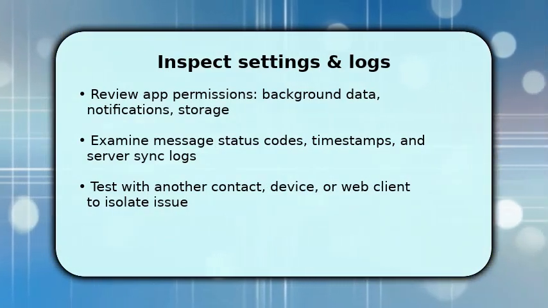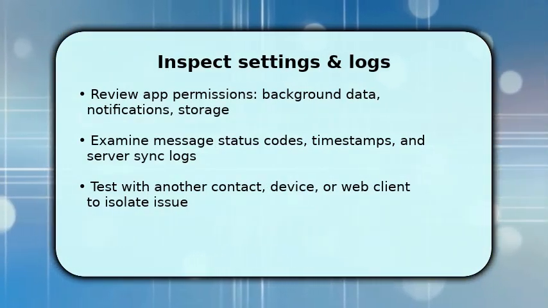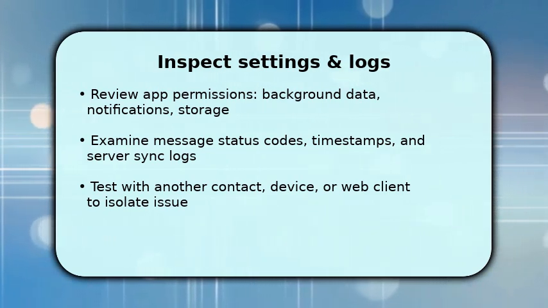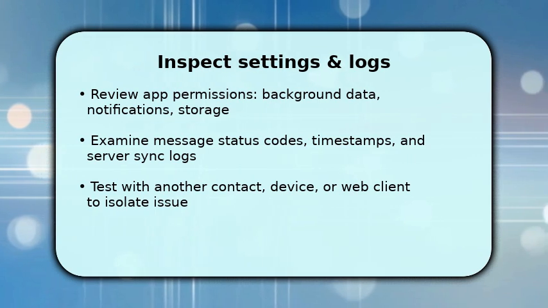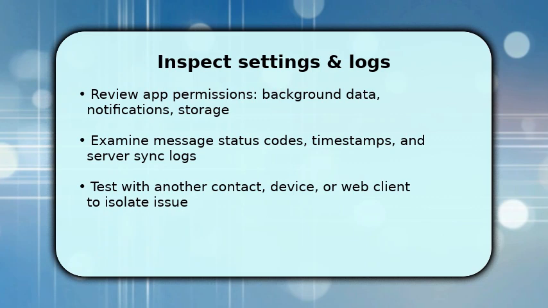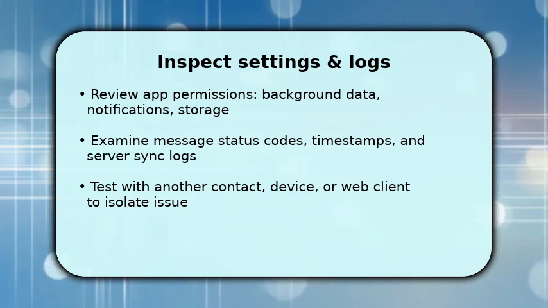Inspect app permissions and ensure background data, notifications, and storage access are granted. Missing permissions can halt sends. Check message status indicators and any error codes or timestamps. Open the app sync or delivery logs if available to identify server rejections.